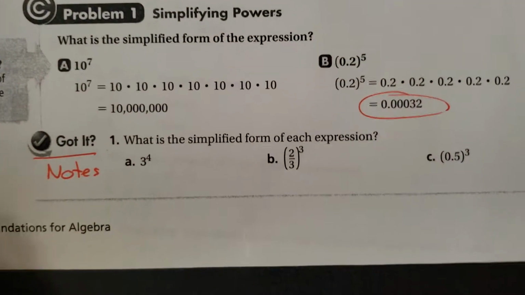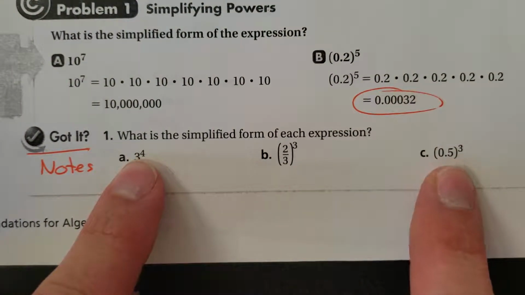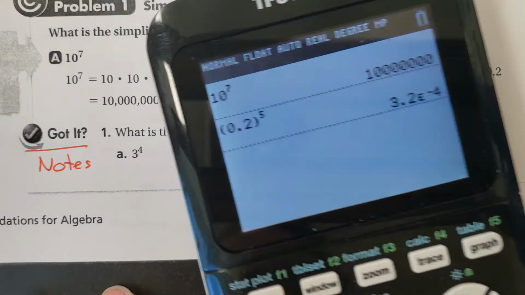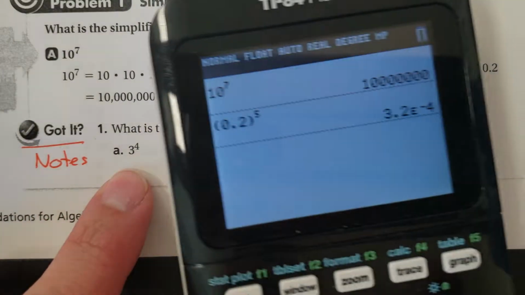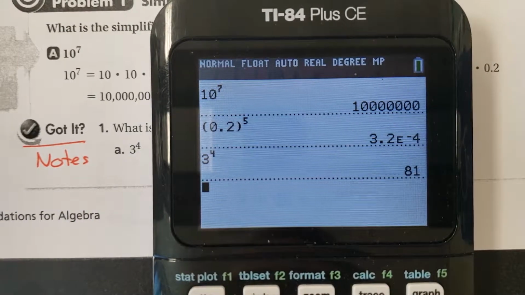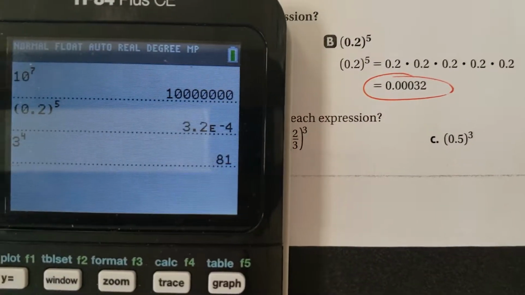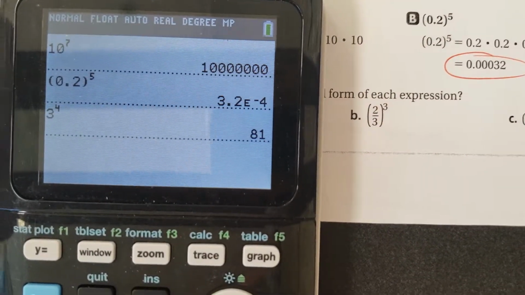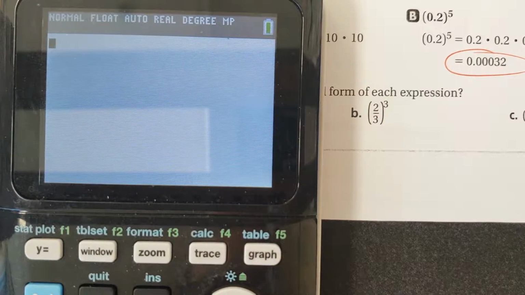Here's what you need to do. I would copy these first, and then I would calculate them after you copy them. So copy this down into your notes, and then let's go ahead and see what 3 to the 4th power is. 3 to the 4th power is, boom, 81. That's pretty easy. Now I'm going to show you a trick that will probably make a lot of math teachers angry, but I really don't care because it's a tool, so let's use the tool to the best of your ability.